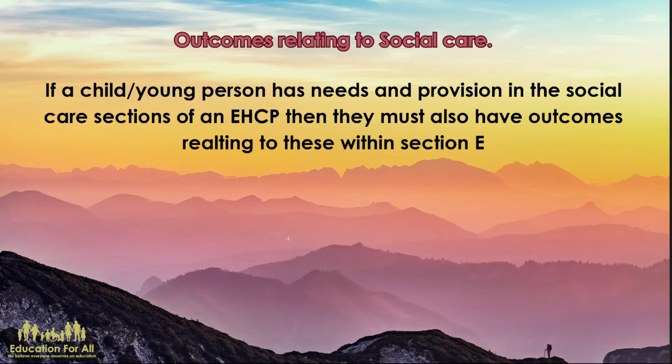If we have any social care provision, so outcomes relating to social care, so if we've got needs in section D, and we have got provision in section H, or section H1, H2, however your local authority does it, we must also have an outcome in section E. So again, it is needs, provision, outcome. We've got the needs, we've identified them, we've got the provision that's going to support them needs. Now we need to work out what is the goal of that whole process working towards, and what is it we're looking to support the child or young person in achieving.